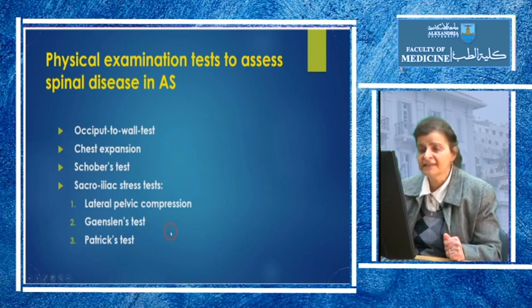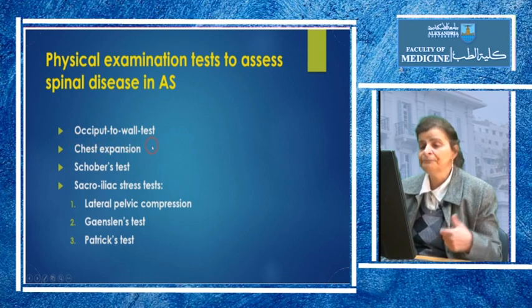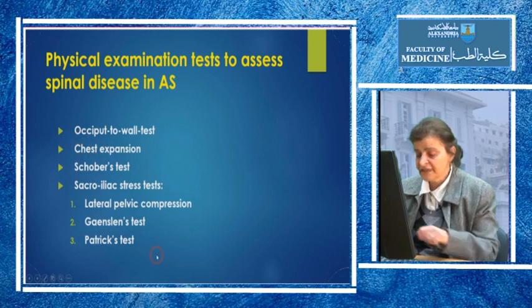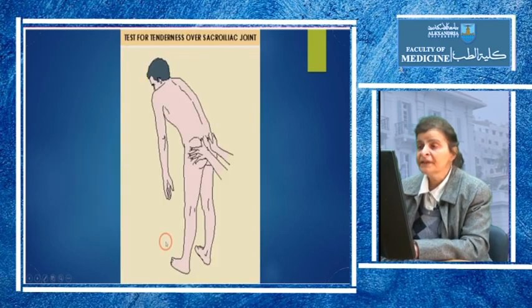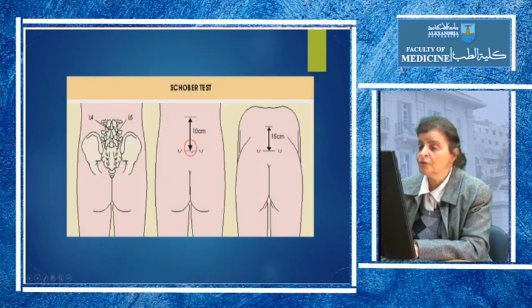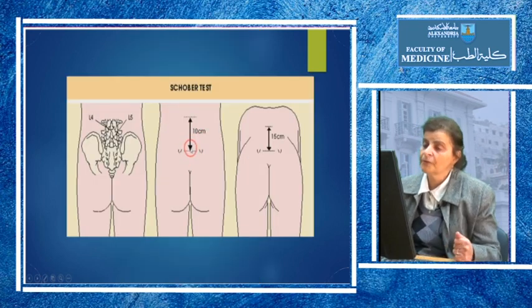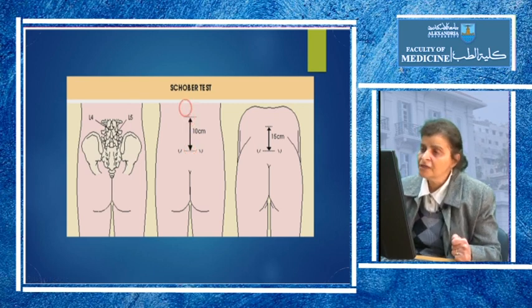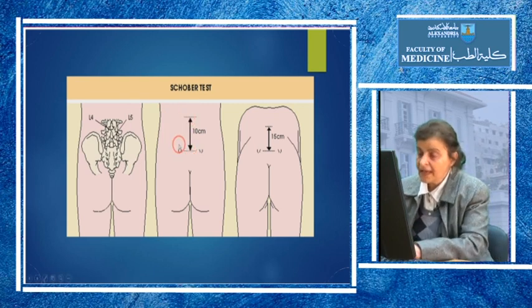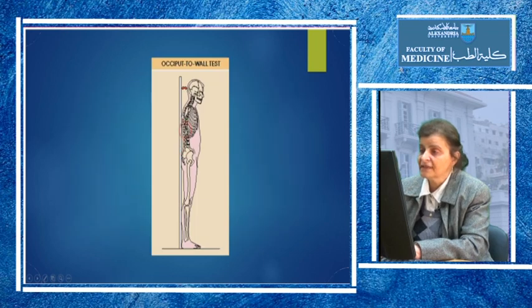We've got a set of tests that we use for the range of motion of our spine and the sacroiliac joint. We've got several tests that you will be taught in the round. This is just an example of how we test for sacroiliac tenderness over the posterior superior iliac spine. This is a test that we do to see the range of mobility of the lumbosacral spine, known as the Schober's test. And you will be taught these tests in the round.